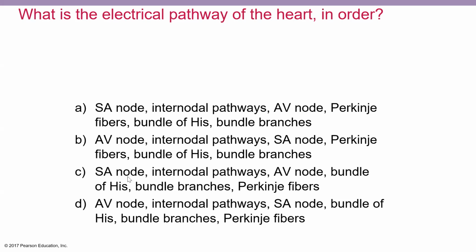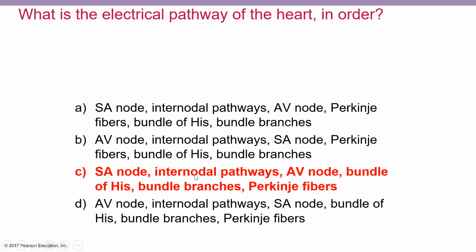And then we know from the SA node, it goes to the internodal pathway, then to the AV node. And from the AV node, it goes to the bundle of His, then the bundle branches, and lastly, the Purkinje fibers. So we can eliminate A because it does not go from the AV node to the Purkinje, right? The Purkinje are the last fibers before it goes back up through the ventricles and to the valves. So the correct option here should have been C, SA node, internodal pathway, AV node, bundle of His, which goes down the center in the septum, bundle branches right and left, and then Purkinje fibers on either side. So that was option C.